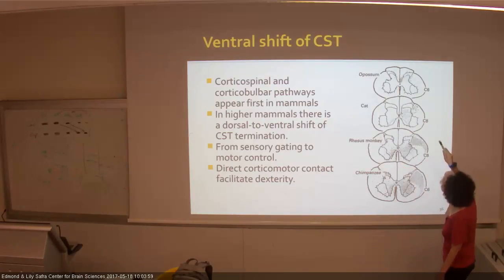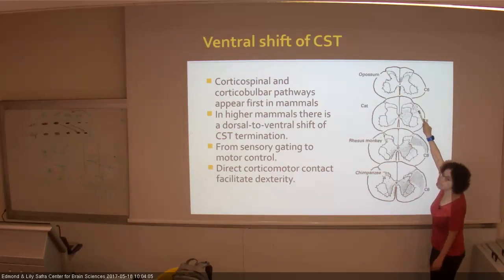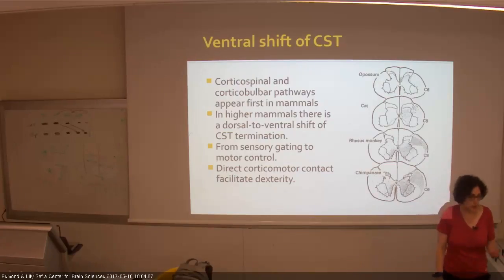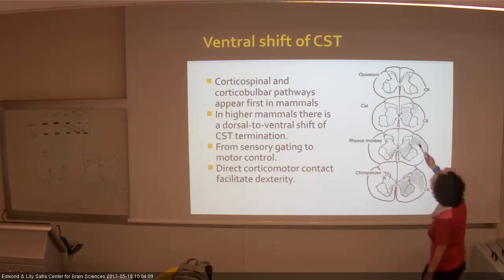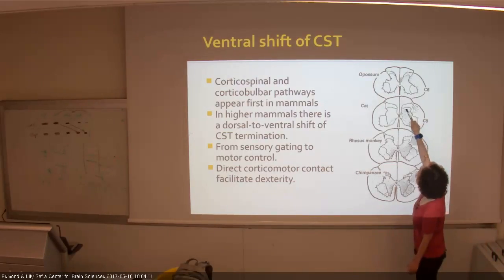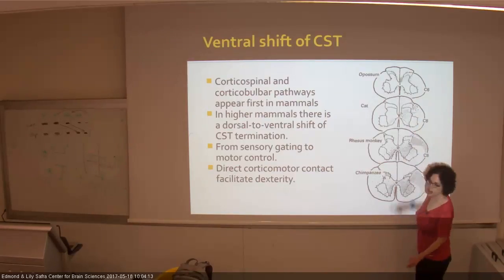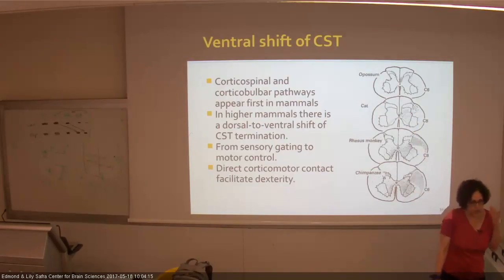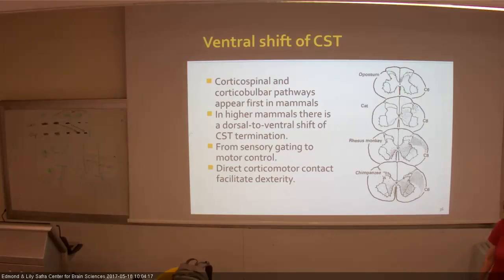So you can see that as we go from opossum to cat, for example, the number of corticospinal fibers is relatively small, and the synapses they make are mostly in the dorsal and intermediate zone. So the corticospinal tract in cats doesn't make direct contacts with motor neurons.